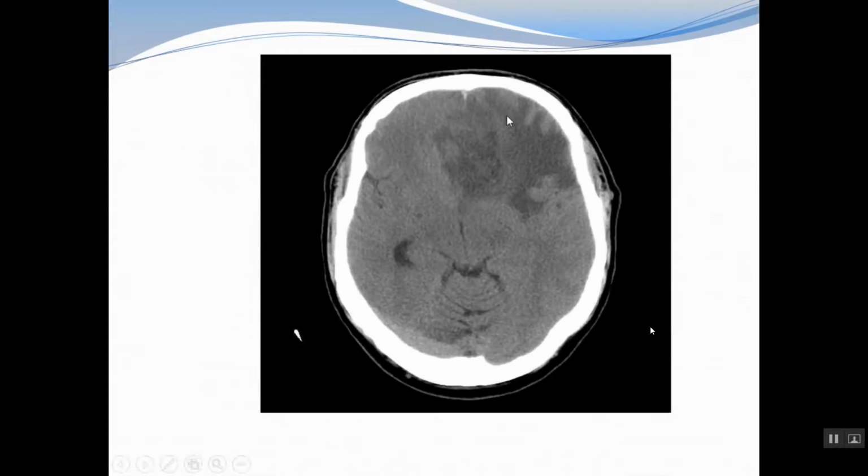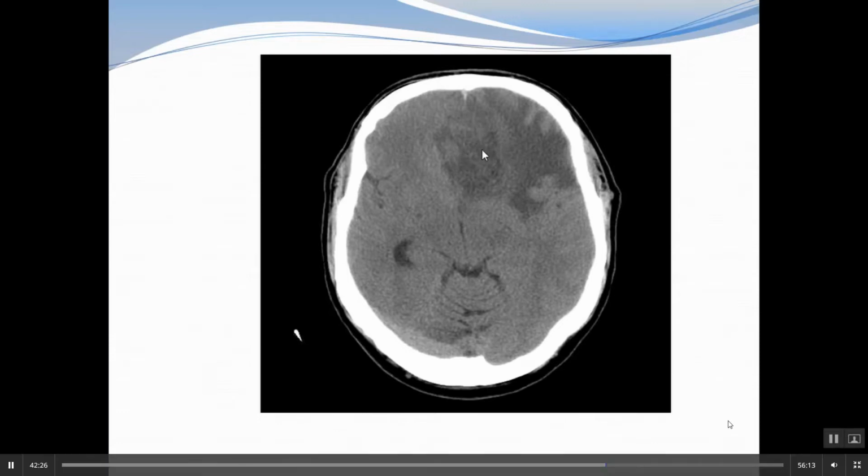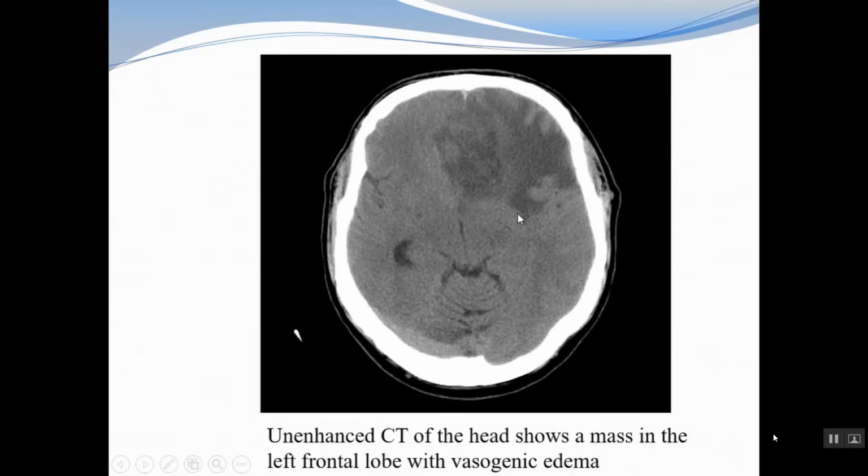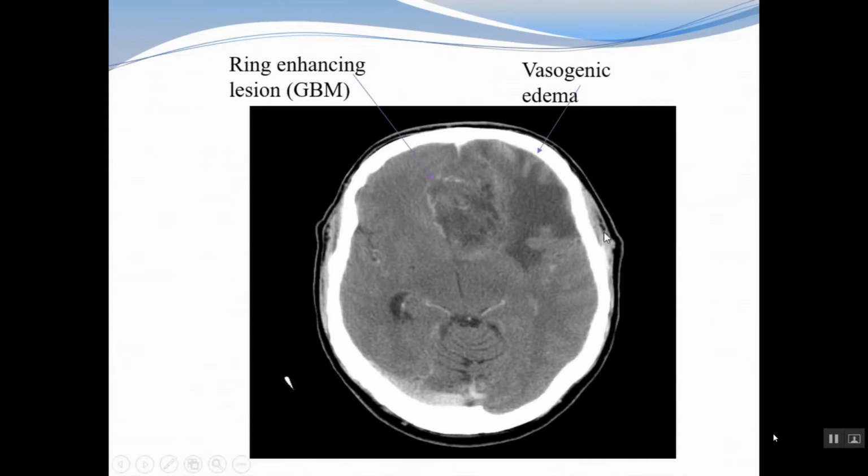This is a case of a left frontal hypodense area with left parafalcine midline heterogeneous area. So it may be a space occupying lesion, maybe a tumor. So the patient needs contrast. This is an enhanced T1 showing a mass in the left frontal lobe with vasogenic edema. After contrast injection, the area of the vasogenic edema does not enhance. The tumor is enhancing heterogeneously. This is a case of ring enhancing glioblastoma multiforme.